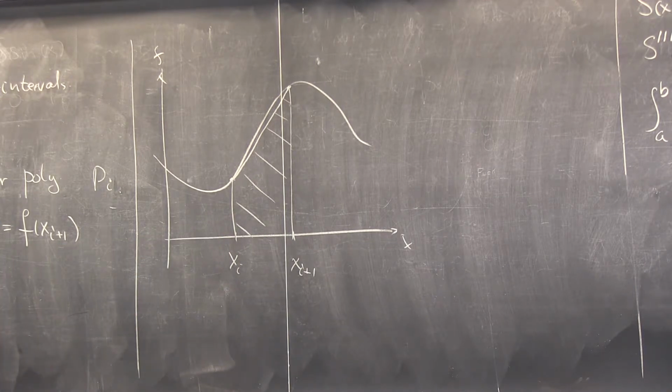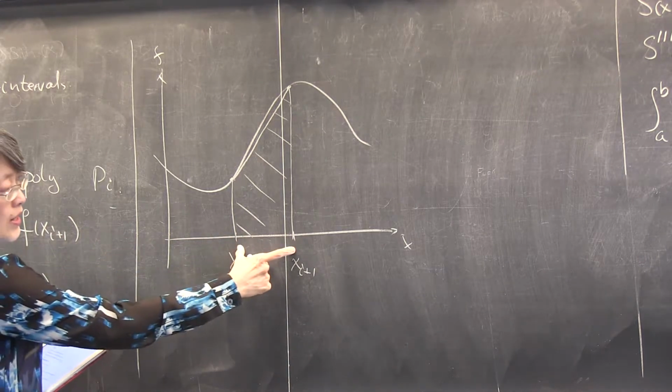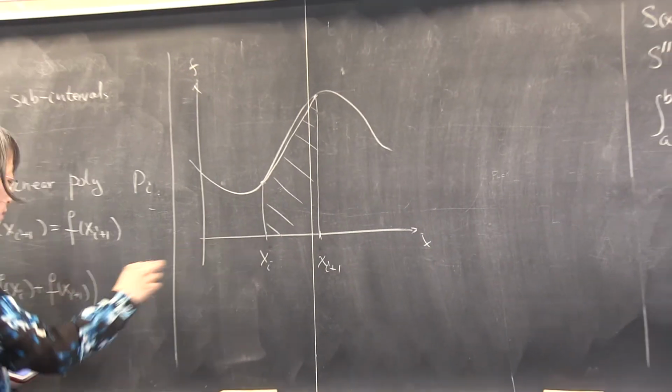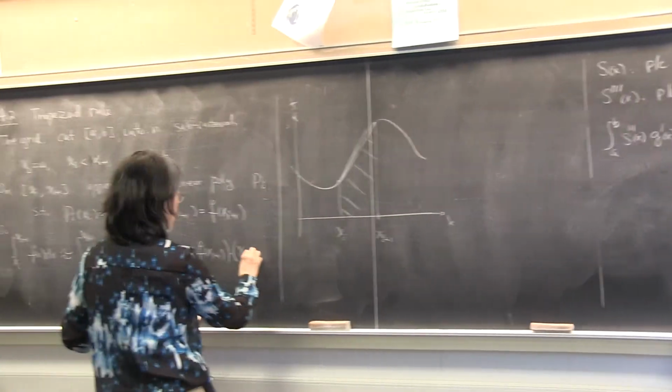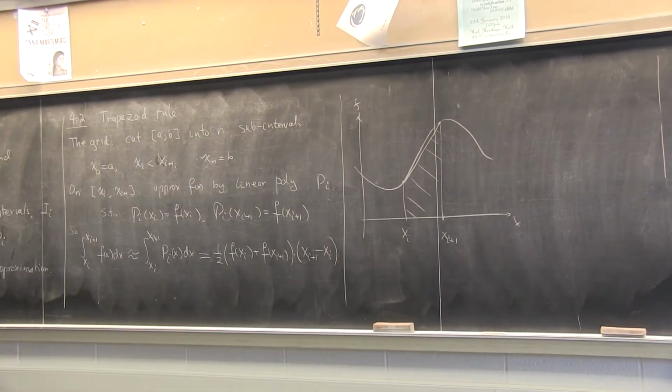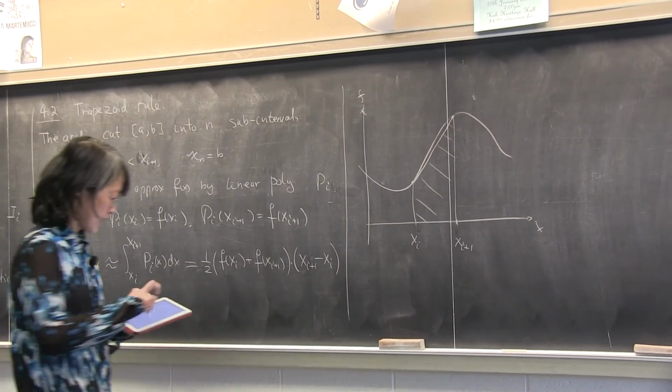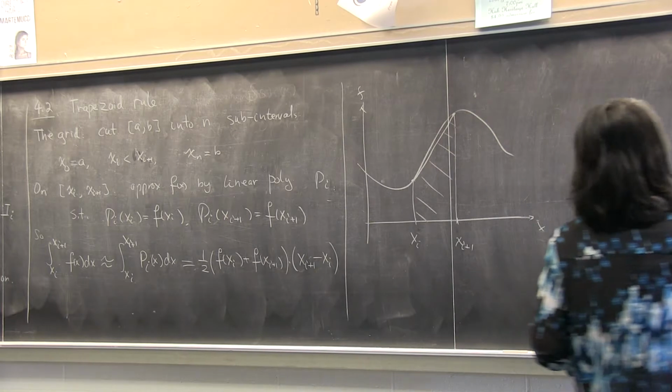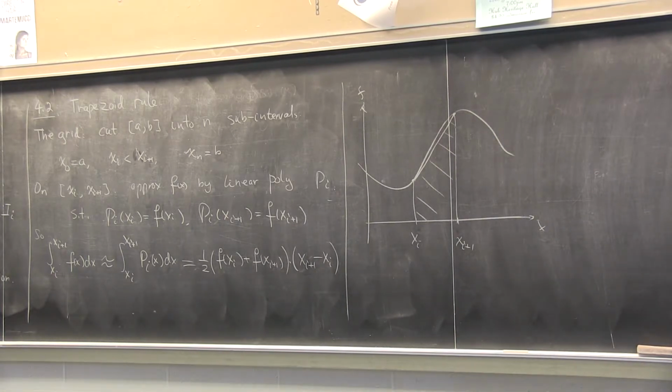Do we know how to find the area of the trapezoid? It's half of the top plus the base. The top is f at xi, the base is f at xi plus 1, right? And multiply by the height. The height of my trapezoid is the length of the interval. Do we see? Okay, so xi plus 1 minus xi. Is that okay? That's the area of the trapezoid. Okay, and then you just add them all up. You do it for each little subinterval and you add them up, like the Riemann sum.